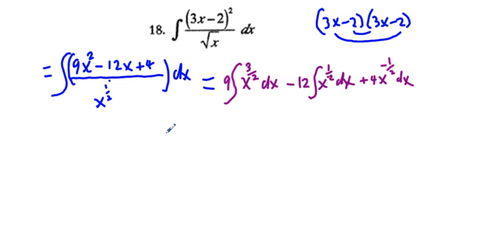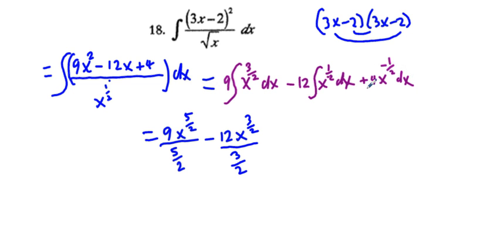So we have equal to 9 x to the 3 halves plus 1, which is 5 halves. And we're going to divide by what power we raised to, which is 5 halves, minus 12, and this x to the 1 half, we add 1 to it to make this to the 3 halves power. x to the 3 halves power, divide by 3 halves.